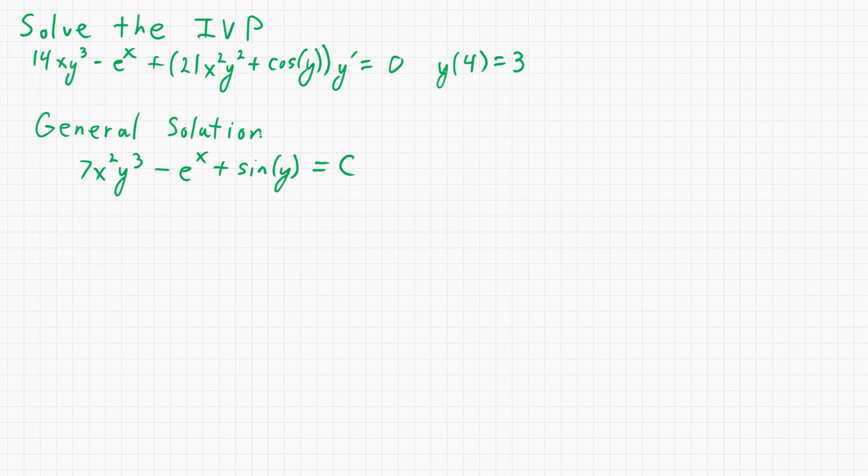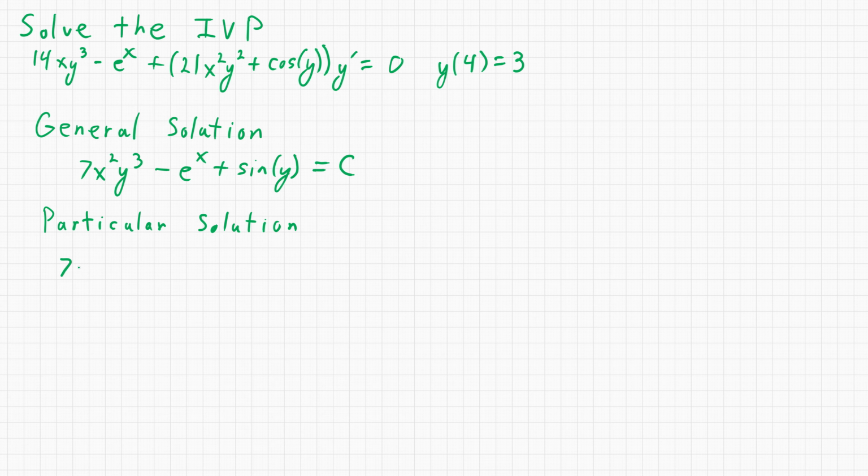And so from the previous video, we have the general solution of this exact equation is 7x squared y cubed minus e to the x plus sine y equals a constant. And so for a particular solution, you have to find the value of c, and these tend to be the easiest c's to actually solve for because they're always by themselves on the right hand side. And so what we do is we're just going to plug in 4 for x and 3 for y and see what value pops out.